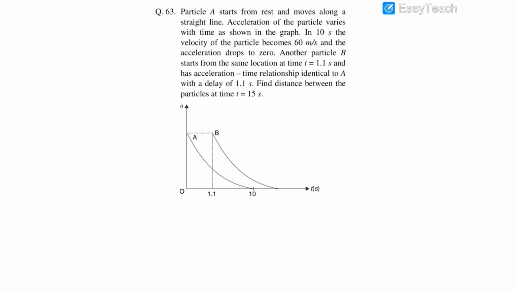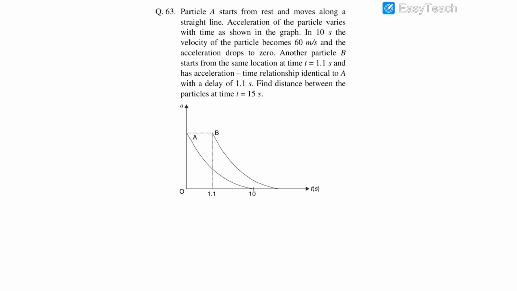First of all, they are starting from the origin with zero velocity. Initially they were at rest and their acceleration is positive and continuously decreasing. So I can say that their velocity would be positive and increasing, but the rate of increment of velocity would be decreasing because acceleration is decreasing. And finally they will attain a maximum velocity of 60 and they will move with that velocity forever. The only difference between these two is the time lag of 1.1 seconds.